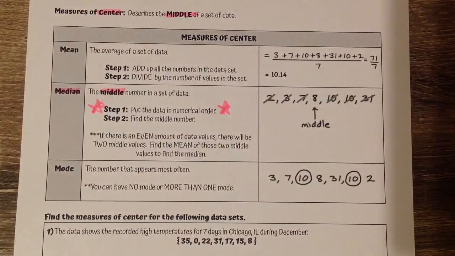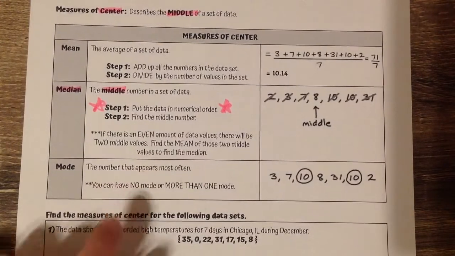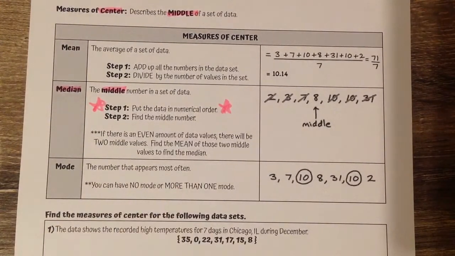And then the mode is the number that appears the most often. It is possible to have no mode. It's also possible to have more than one mode. All right, let's look at this first example.